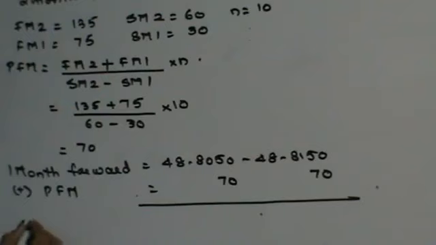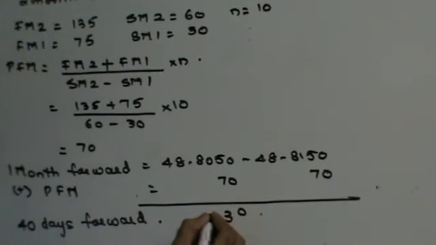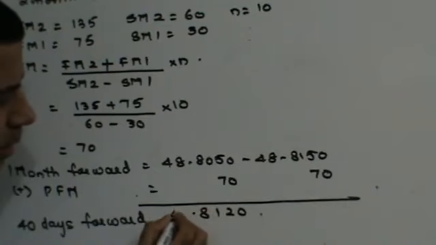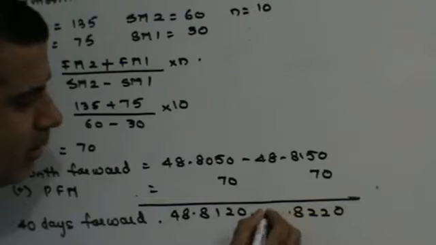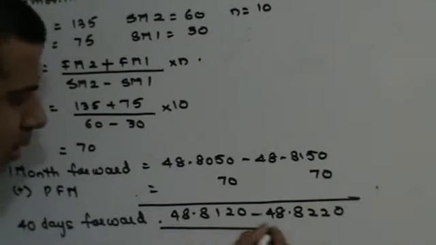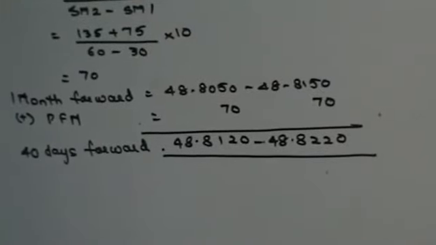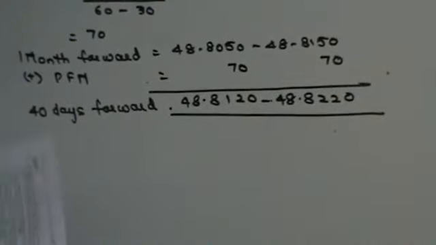So therefore I'll get 40 days forward, when you add this, you will get your answer as 48.8120, 48.8220. So my 40 days forward is going to be this, right? 48.8120, 48.8220. Fine, do we get this clear?